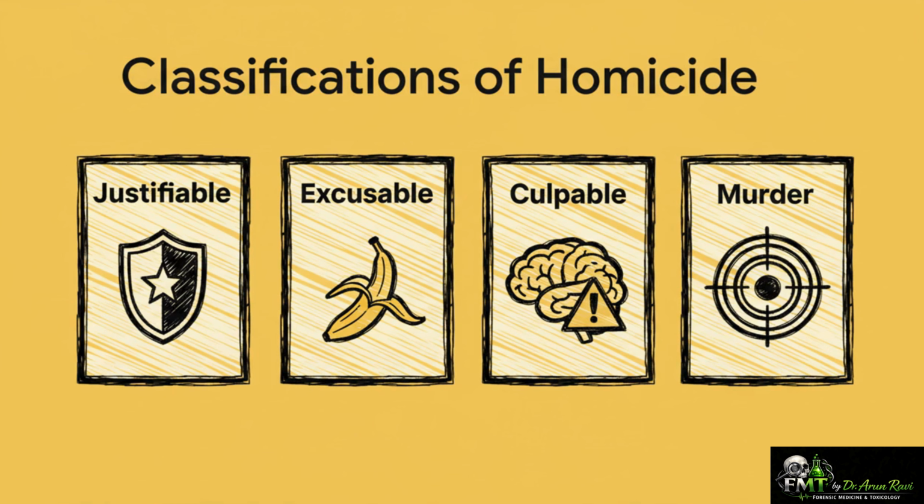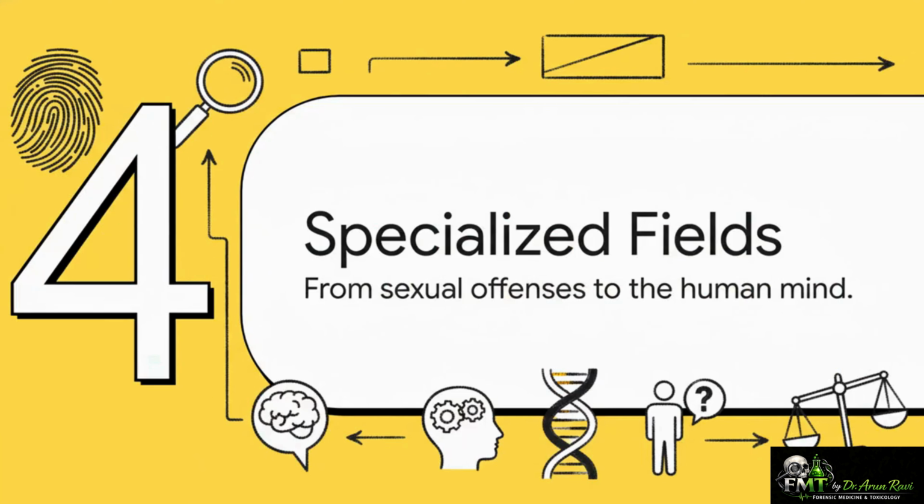Justifiable homicide is legal, like a police officer in the line of duty or clear self-defense. Excusable homicide is a total accident with no criminal intent. Culpable homicide is when someone is at fault, they either meant to cause harm or knew their actions were super dangerous. And then there's murder. That's the most serious kind, which requires what the law calls malice aforethought. It was planned.